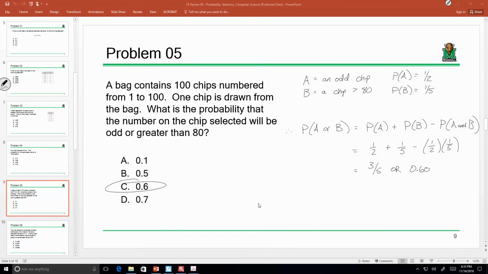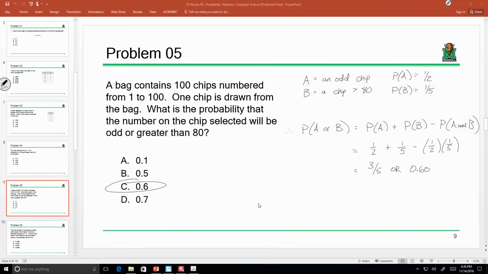Now, I just sort of magically said the probability of A and B is 1/2 times 1/5. This is a great example to explain why that works. Let's start off with the smaller event, the chips greater than 80. There's 100 chips in that bag. How many chips are greater than 80? You said 20. Of those 20, how many of them are odd? 10, half of them. So 10 out of 100, or 1/10 of the chips in that bag, meet the requirements of both events. In other words, half of that set of 1/5. So that's where the multiplication comes into play.